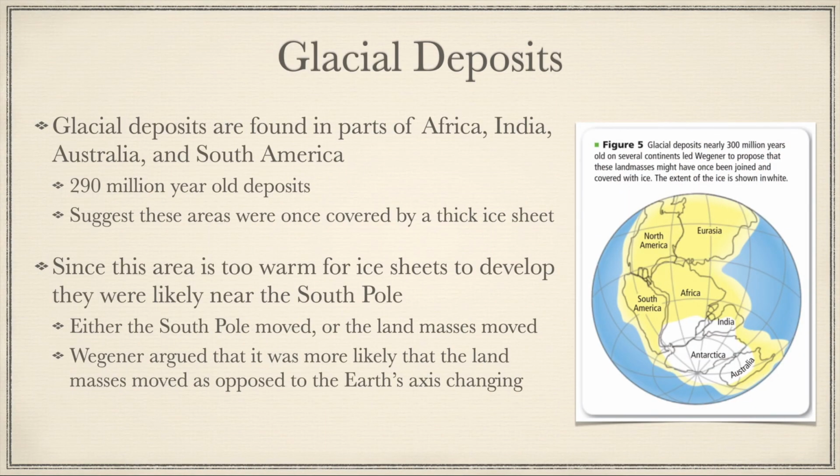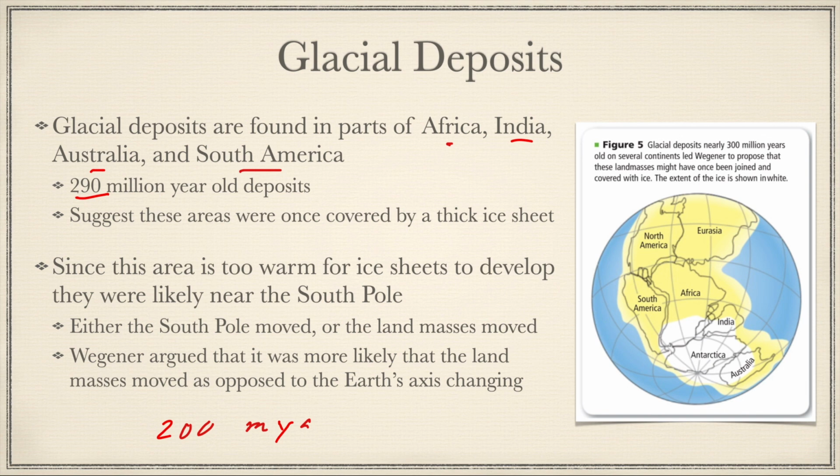Glacial deposits. So glacial deposits are found in parts of Africa, India, Australia, and South America. None of those are areas we think of now as having glaciers. These glacial deposits are about 290 million years old, which means that they were there before Pangaea broke up 200 million years ago. So this suggests that these areas were once covered by thick ice sheets. So at some point in time in the past, they were frozen. Since this area is too warm for ice sheets to develop, they were likely near the South Pole.